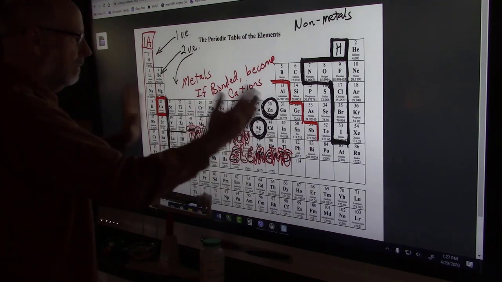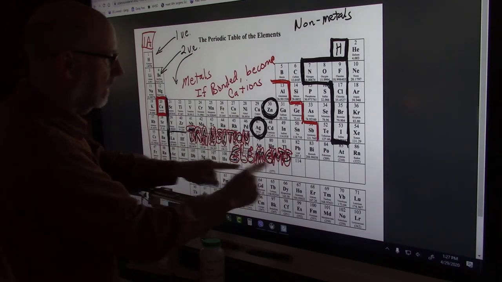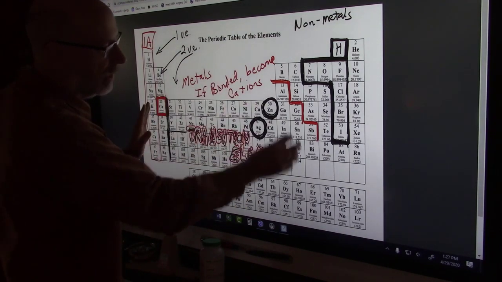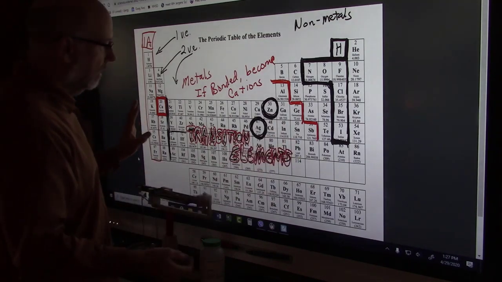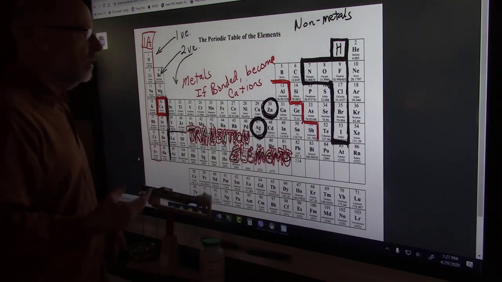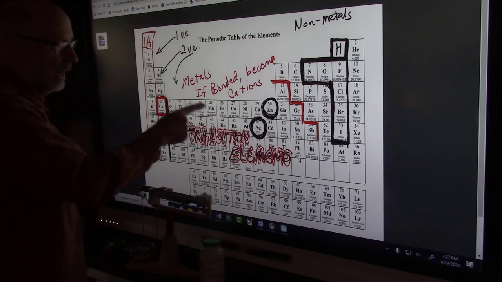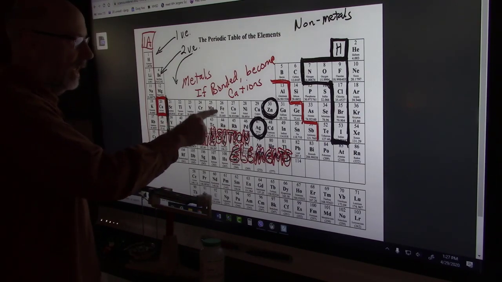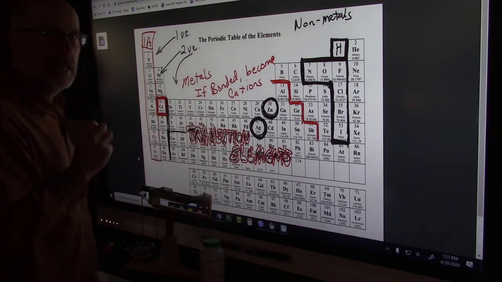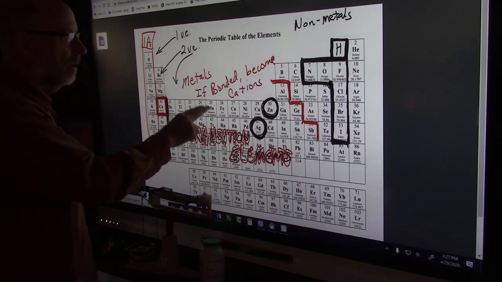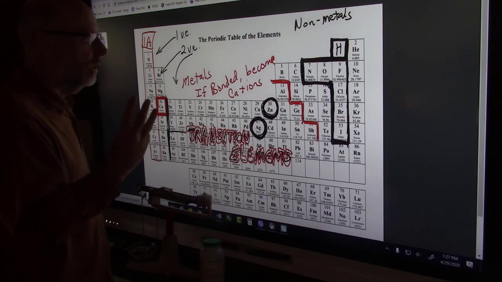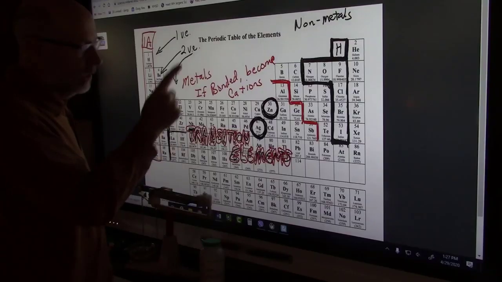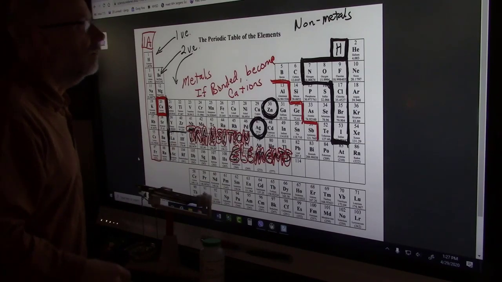All the rest of these in the middle, the transition elements, which is mostly the D block, but a couple of these get thrown in there too. The transition elements, you always have to use Roman numerals. So for example, iron can be a +2 or a +3 pretty regularly. So you call it iron 2. Each atom has a +2 charge. Iron 3. Each atom has a +3 charge. And then you might have to crisscross applesauce to get things together.